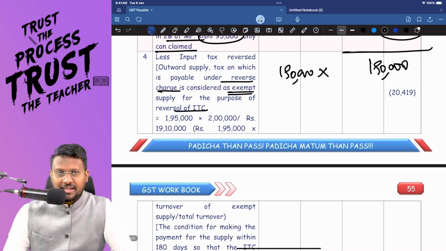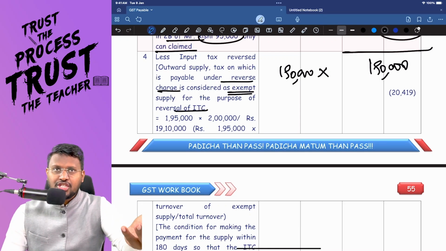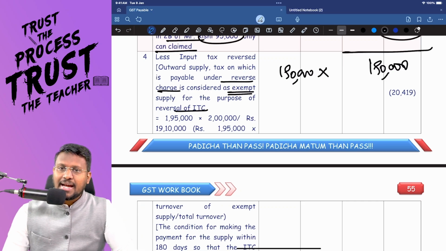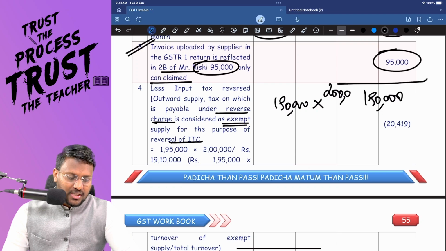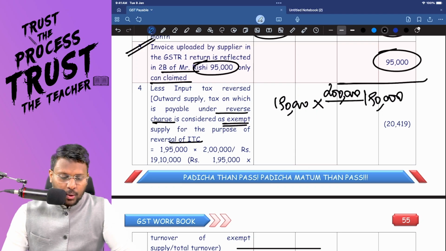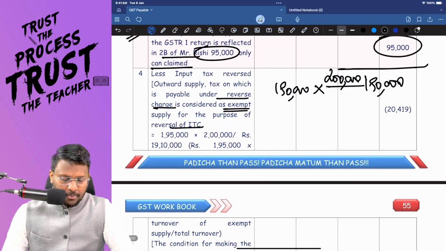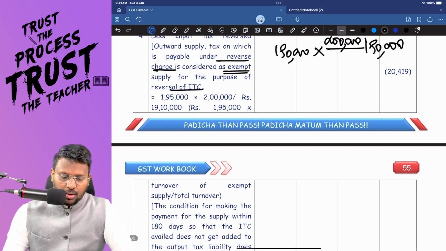Recovery agent. Yes, fantastic to the core. We have made supply to a recovery agent. For that, the recovery agent is liable to pay tax under RCM. So that is the outward supply, and that is exempt supply. 2 lakh, divided by, tell me how much is the total turnover?